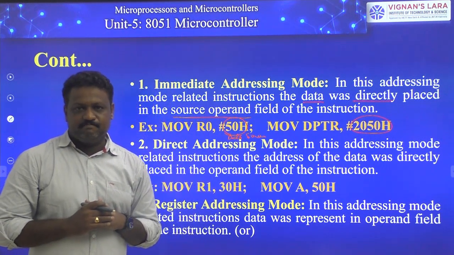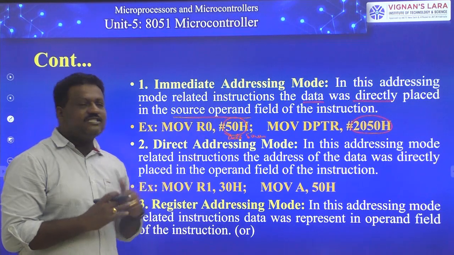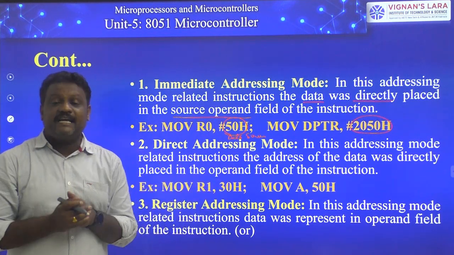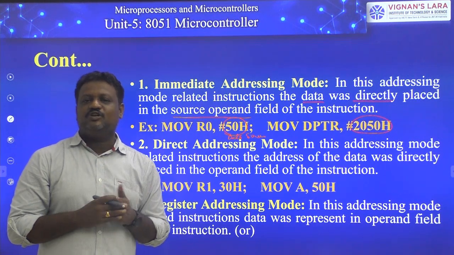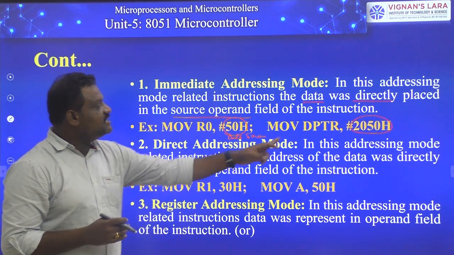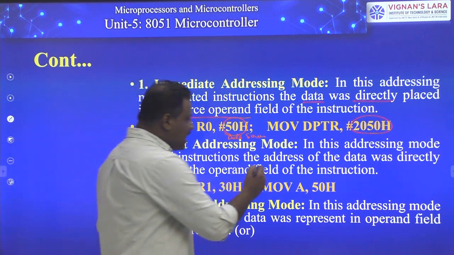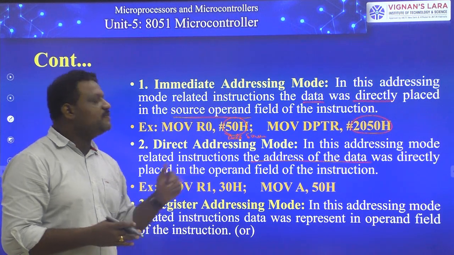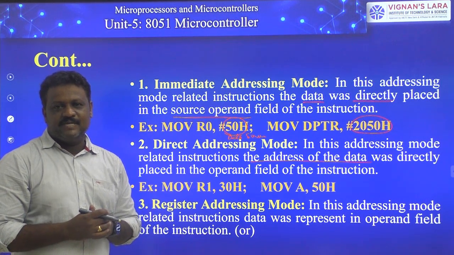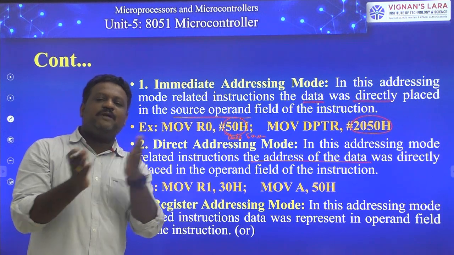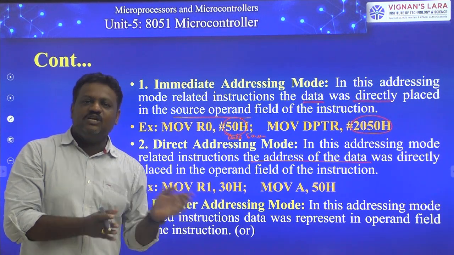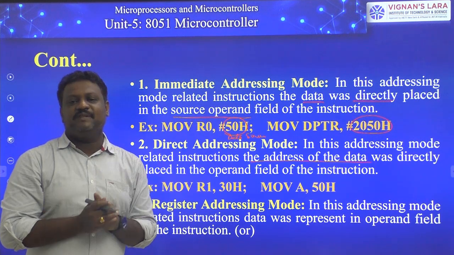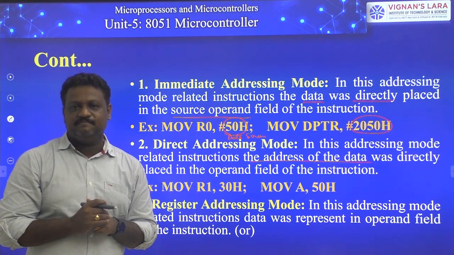Coming to the second one, direct addressing mode. In this direct addressing mode, the address of the data is directly placed in the instruction operand field. In this addressing mode, the address of the data is represented directly in the operand field of the instruction. In the previous case, I directly placed my data in the source operand field. Now, instead of placing the data in the instruction itself, the address of the data is placed in the instruction operand field.